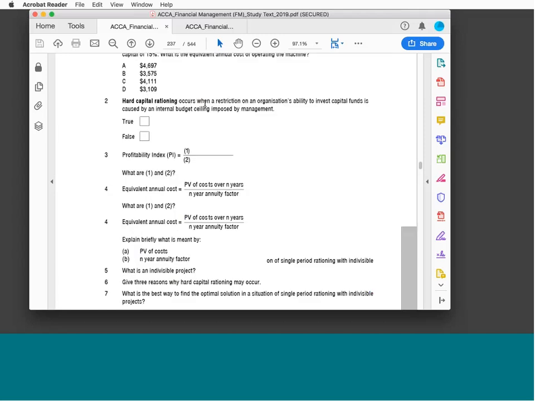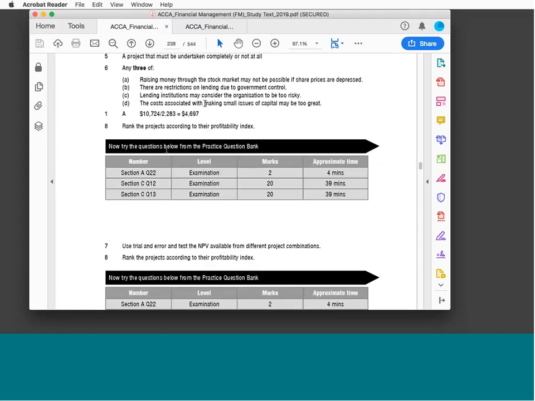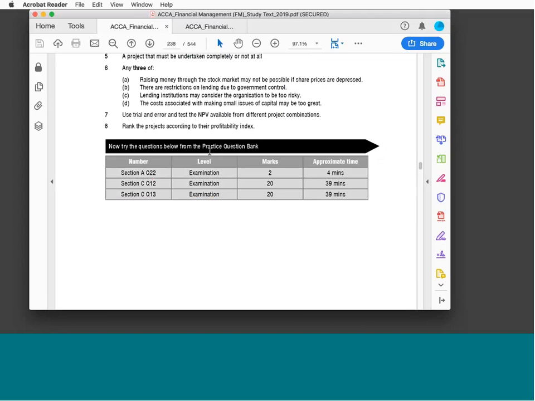Okay. Once you've completed the quick quiz, do the practice questions in the question bank, which is at the back of the study text. So section A, question 22, section C, question 12, and question 13. The section refers to the section of the exam. So these section A questions are section A style multiple choice questions. And then the section C questions are in the style of the section C questions in the exam, which are the constructed response questions.